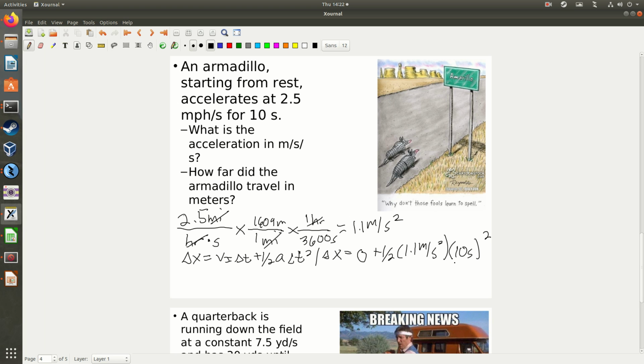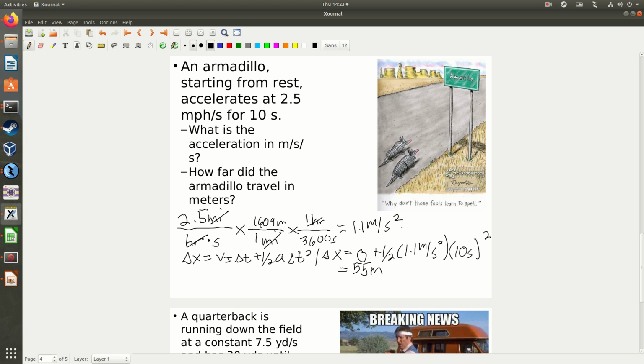So, at this point, we could do some calculations. 10 squared is 100. Multiply that by 1.1 should give us 110. And then divide that by 2 and we get 55 meters. Probably unrealistic for an armadillo, but artistic liberties. We'll go with that.